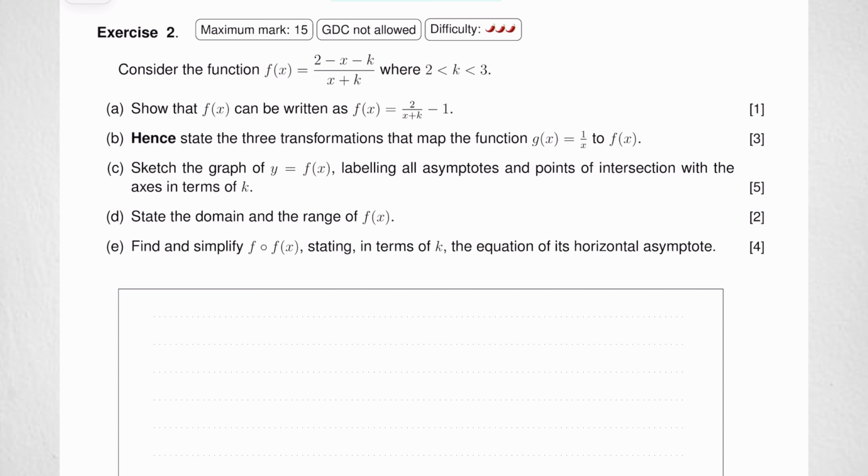Question A. Given that f of x is 2 minus x minus k over x plus k, show that this f of x can also be written like this.